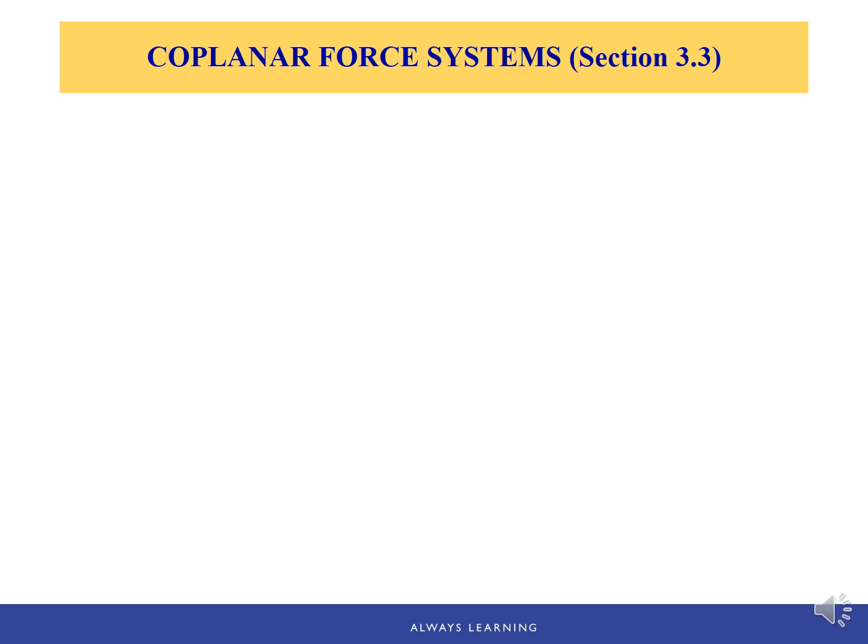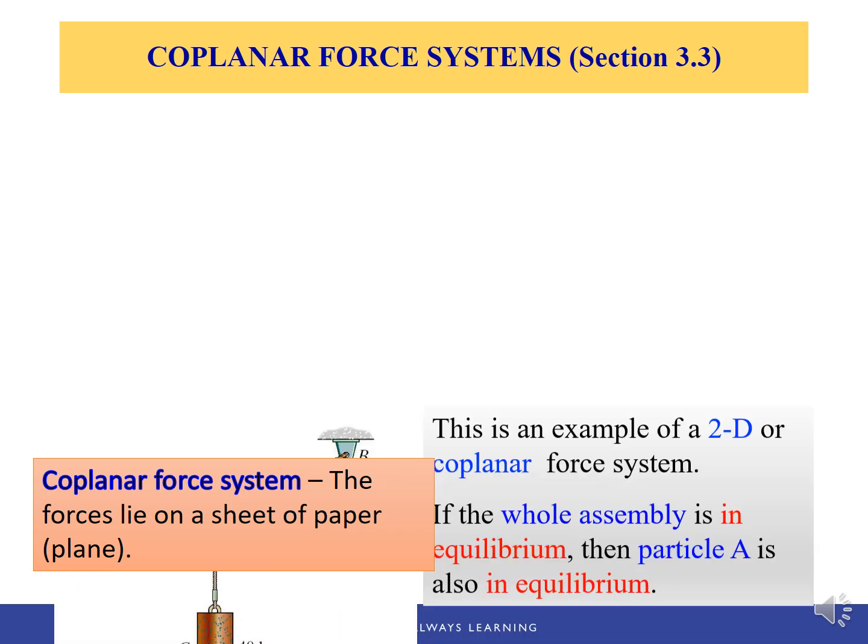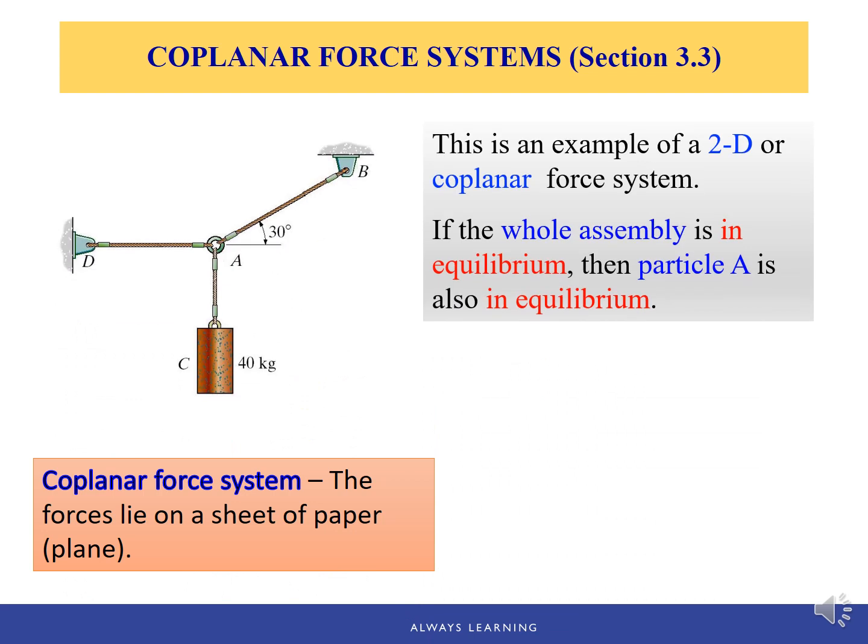We'll start with 2D problems or coplanar force systems, which means the forces lying on a sheet of paper or lines within a plane. Basically, it's just a 2D problem. We have x and y coordinates. There's no z dimension or third dimension. So this is one typical example you're going to get for a 2D equilibrium problem.